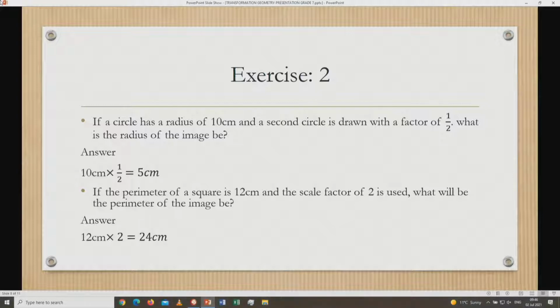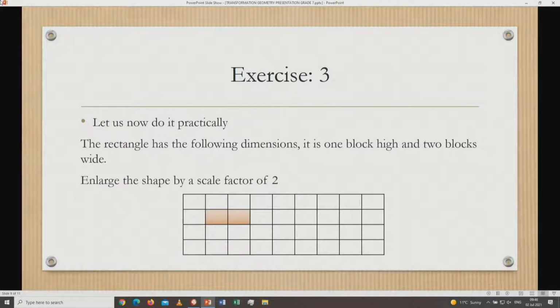Right? Now, let us move on, guys. Now, let us observe this. Exercise 3, it says, let us now do it practically, whereby we are now going to be using our graph papers. Remember, we have said that is one of the resources that we'll be using. So let us now take it into practice.